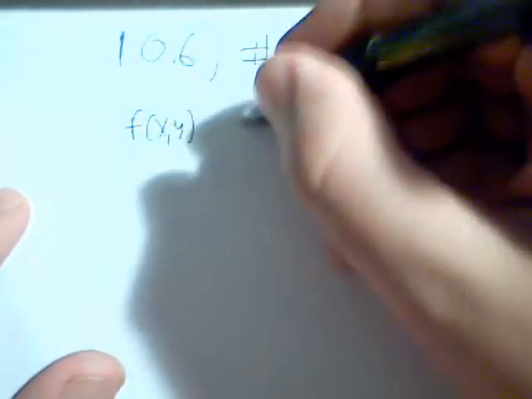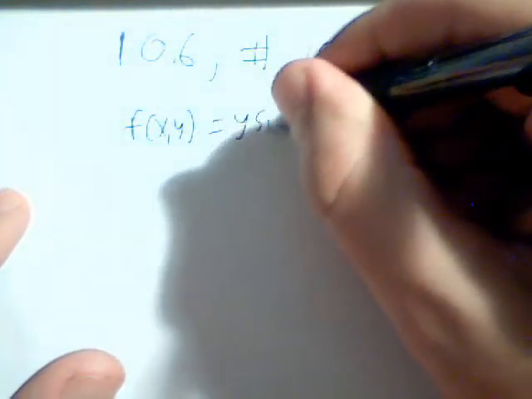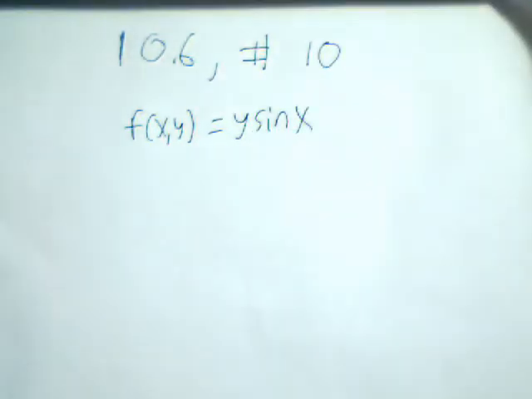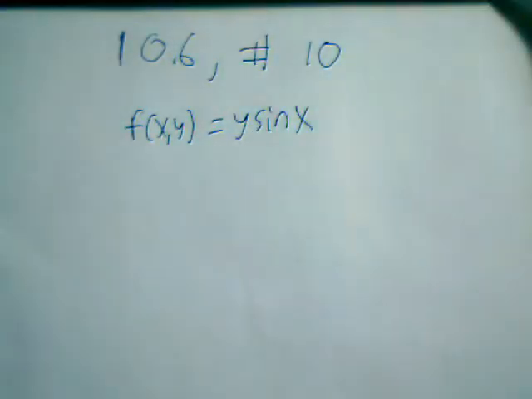Number 10 says we want to find the critical points and determine what kind of points those are of this function. So f of x, y equals y sine x. And so the first step is we want to find the critical points.